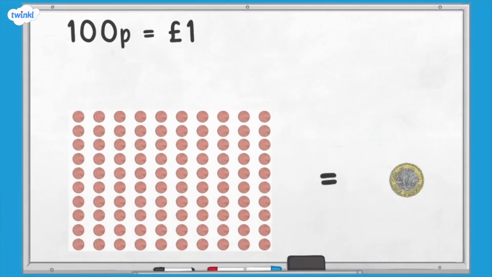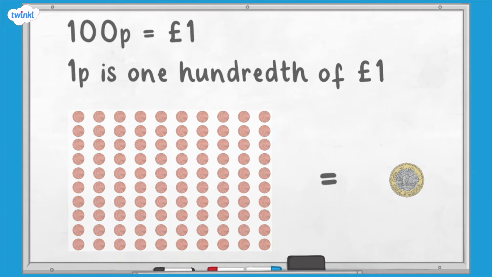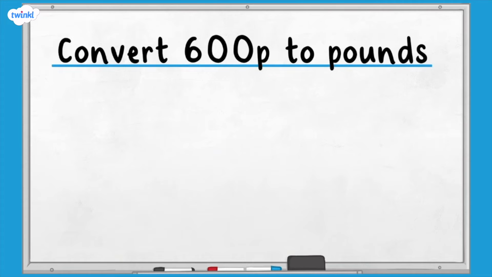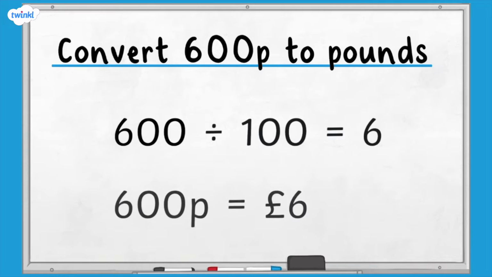There are 100 1p coins in £1. We can say that 1p is 1/100th of £1. Therefore, to convert pence to pounds, we divide the value in pence by 100. For example, to convert 600 pence to pounds, we would divide 600 by 100. 600 divided by 100 equals 6. 600 pence is equal to £6.